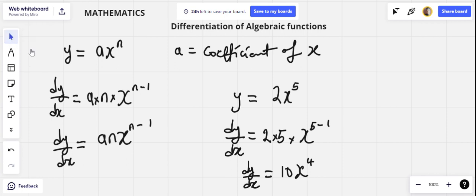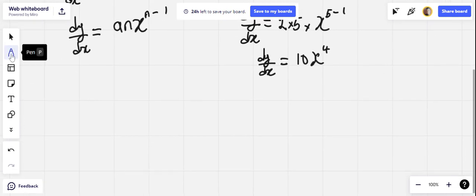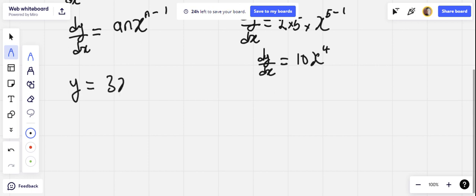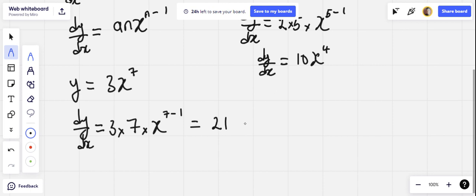So now try this one and see if you've understood that basic principle. What if you have y equals 3x raised to power of 7? Find dy/dx. Pause the video and solve it, get your answer, and see if it's the same as mine. So here our a is 3, our n is 7. So that would be 3 times 7 times x raised to power of 7 minus 1, which equals 3 times 7 is 21, x raised to power of 7 minus 1 is 6. So if you got 21x raised to power of 6, that means you've understood what we've just discussed.